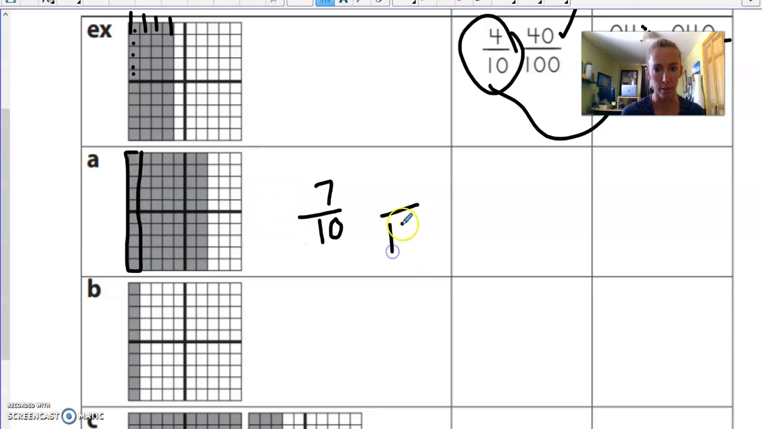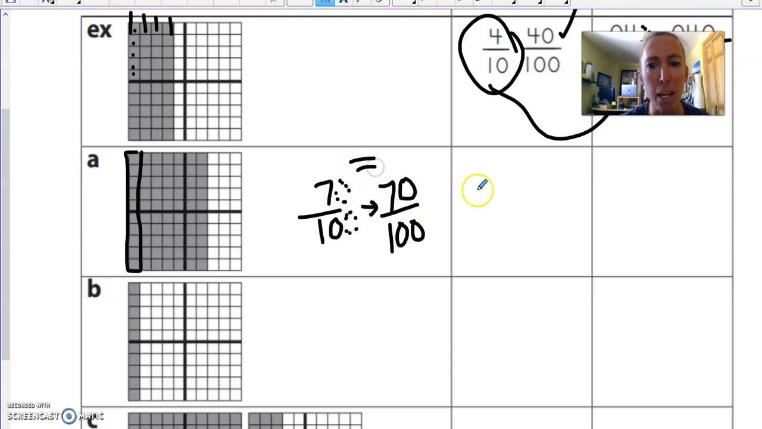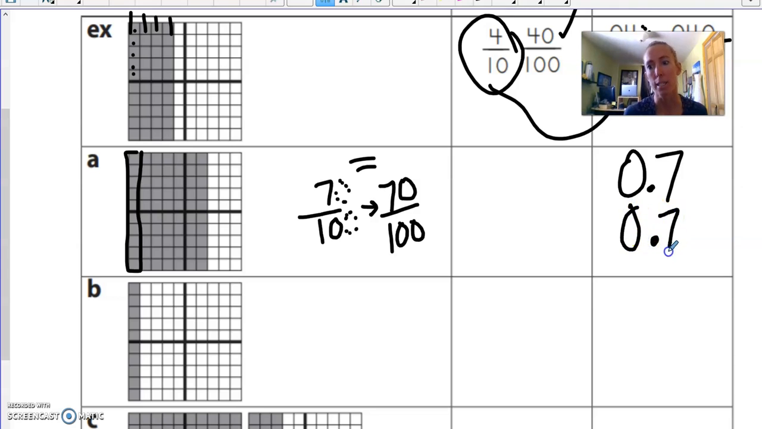Okay, how many hundredths? Go ahead and write that down. In 3, 2, 1. Oh, it's not just 7. It's 70. Look at this. If I put a ghost 0 here and a ghost 0 down here, it morphs itself into this. It's because they are the same, equivalent. How do you write that as a decimal? 0.7 and also 0.70. Yeah, either way, it means the same thing.